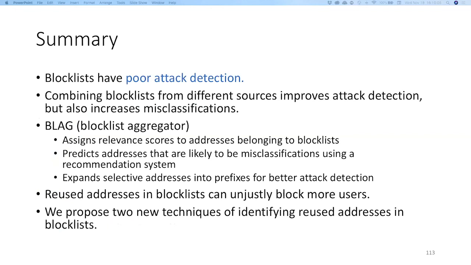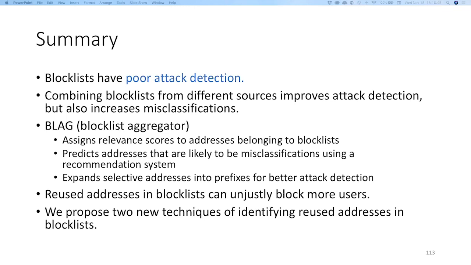So in order to improve this, we thought of combining blocklists of different attack types and historically including all the IP addresses listed in these blocklists. However, we find that by aggregating naively, you could have a lot of misclassifications. So we propose BLAG, which assigns relevance scores to addresses that are listed in blocklists. Then we use a recommendation system to prune out these potential misclassifications. And finally, to make blocklists more proactive, we selectively identify addresses and expand them to their /24 prefix.